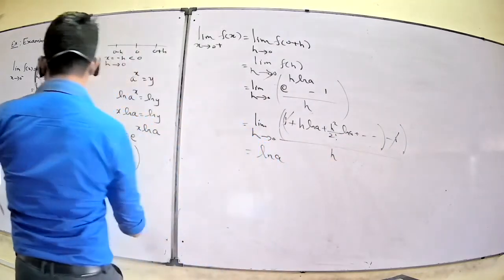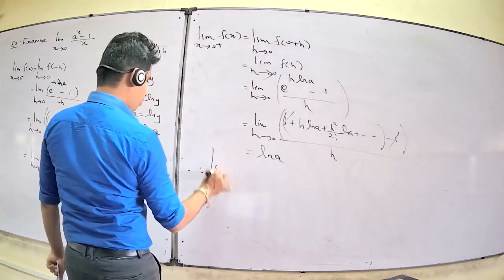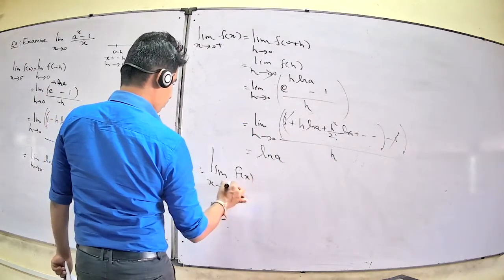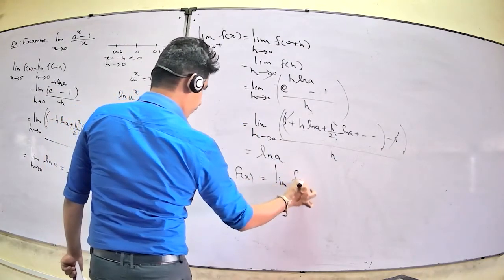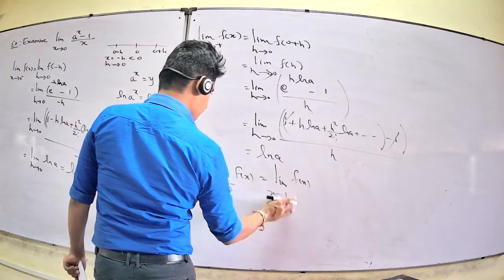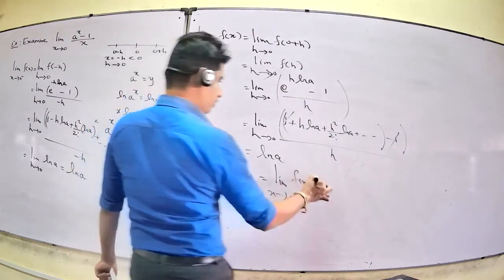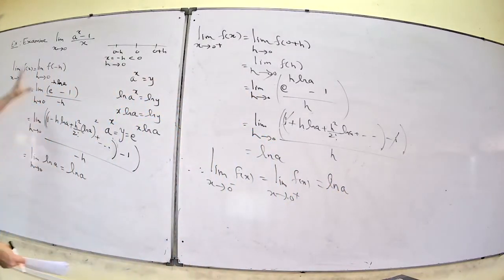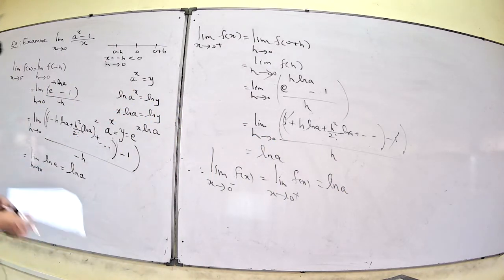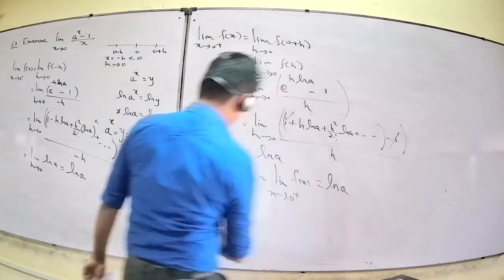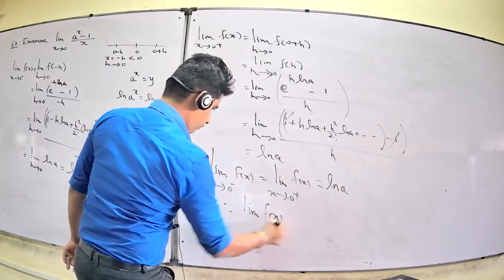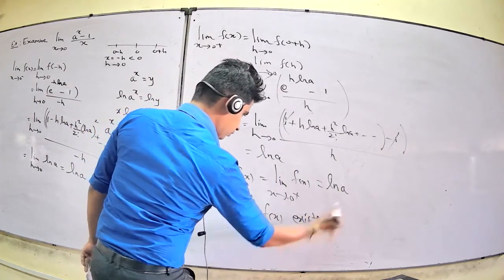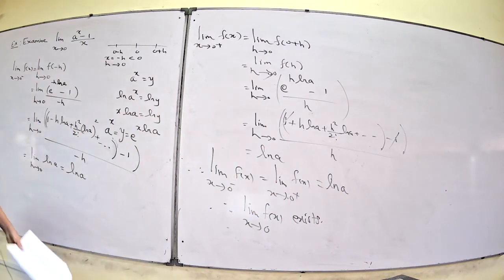Therefore, your left limit equals right limit. The limit of f of x as x tends to 0 minus and the limit of f of x as x tends to 0 plus both equal ln a. Therefore this limit exists. Limit of f of x as x tends to 0 exists.